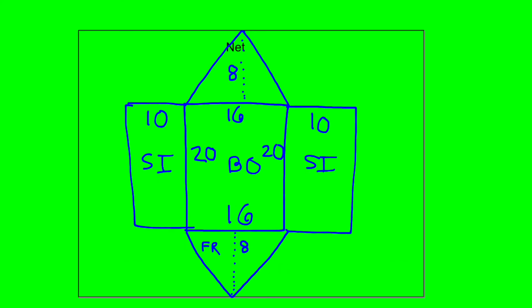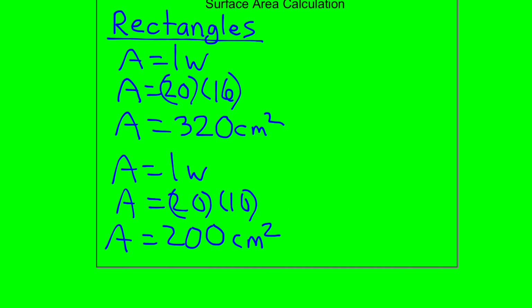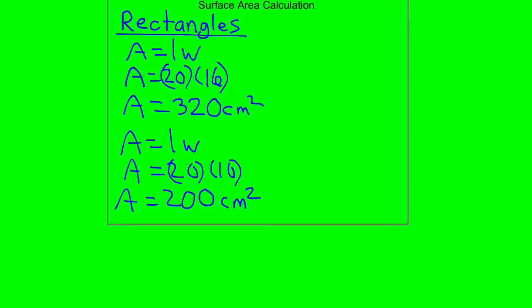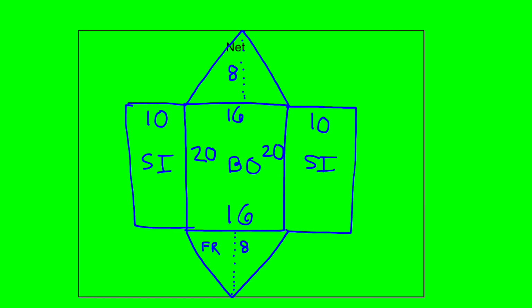But remember, we have 2 rectangles of the same size there. So let's double the size of this. Let's times this by 2. I'll just do this so I save a bit of space here. I'll leave the units off right now, and I'll do 200 times 2. So that means the area of those 2 side rectangles are 400 centimeters squared. So we've calculated the area of all of the rectangles.